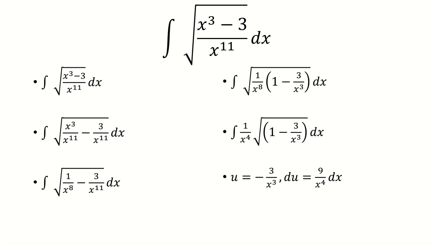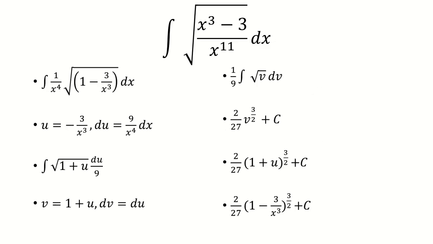Let u equal negative 3 over x cubed. du is 9 over x to the 4th dx. But I have 1 over x to the 4th dx, so I have to divide both sides by 9. So the integral of the square root of 1 plus u times du over 9.